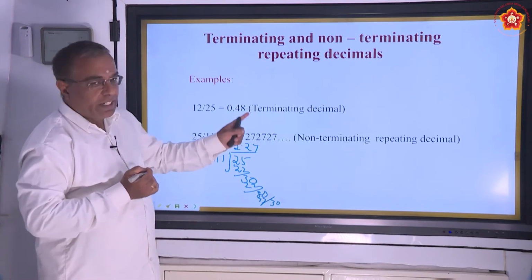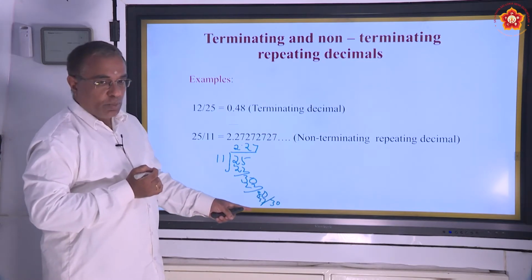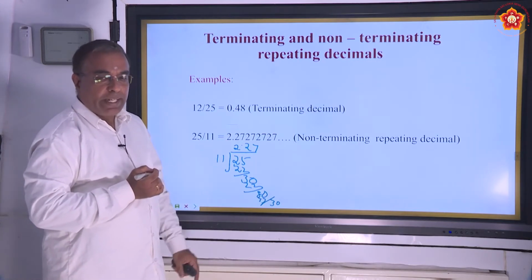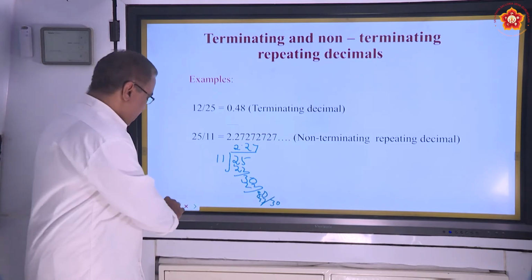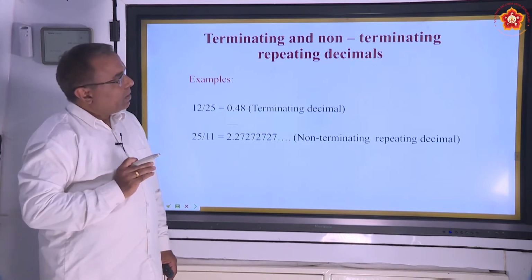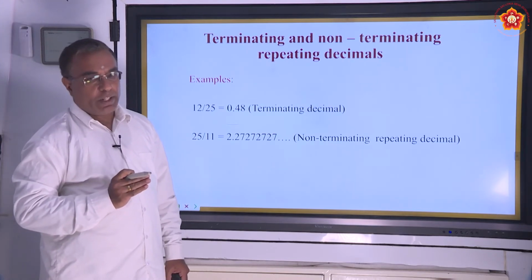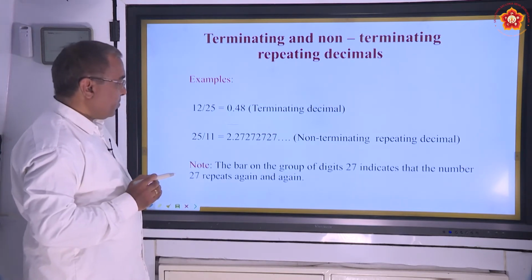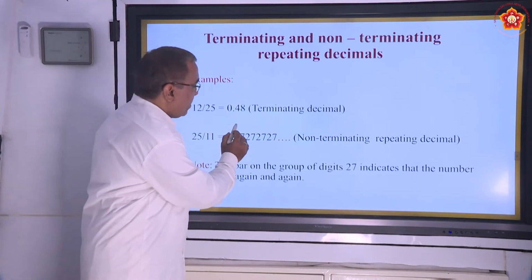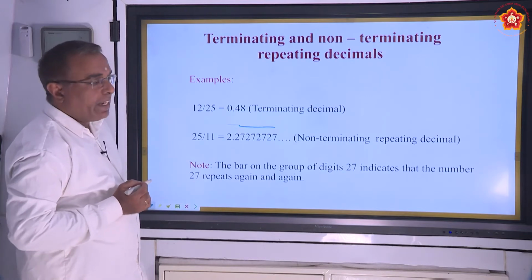Are you able to get the difference between terminating and non-terminating? Here the remainder will not be 0 because the process continues. It goes on extending, it goes on repeating again and again. So, from this what have you understood? A rational number can be either terminating or non-terminating. This I have already discussed. The bar on top, the bar over 27, indicates the number repeats again and again endlessly.